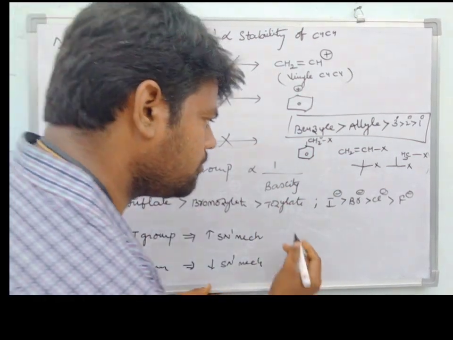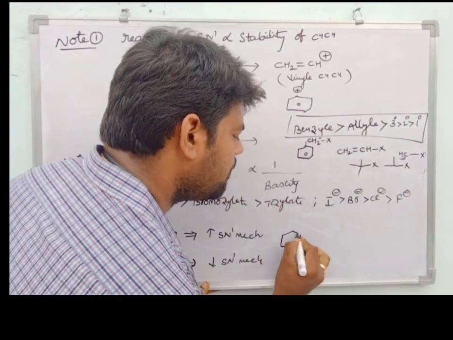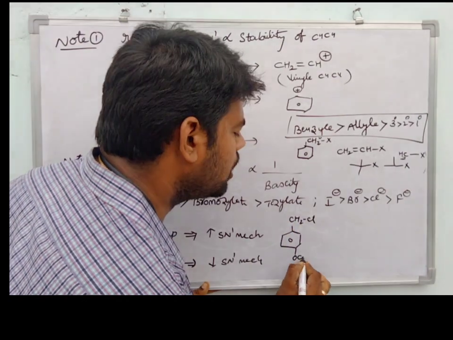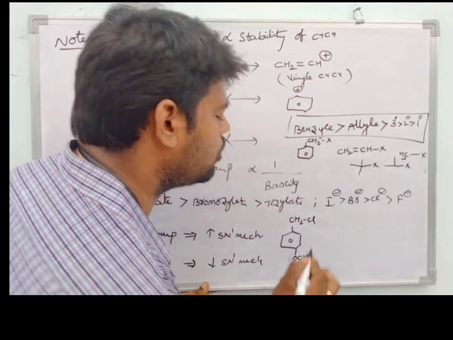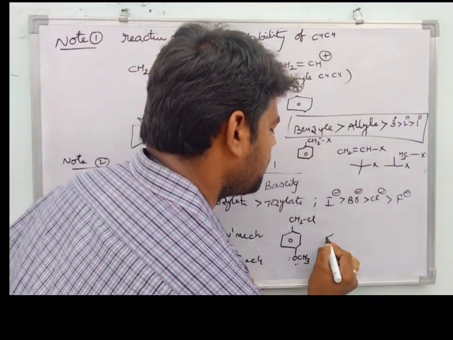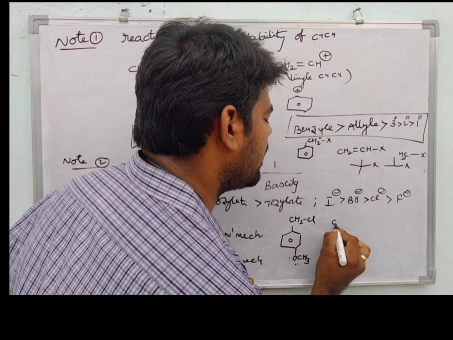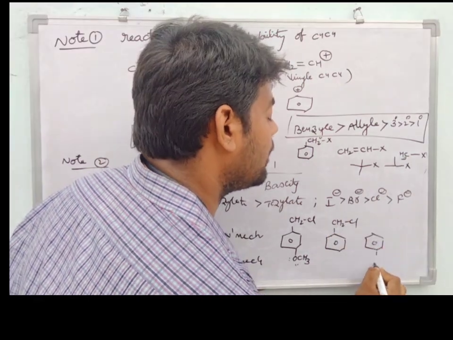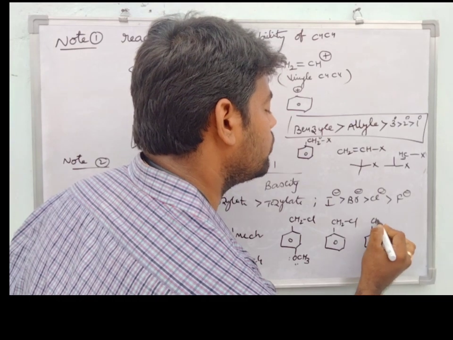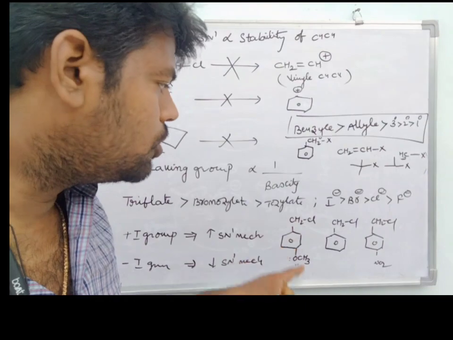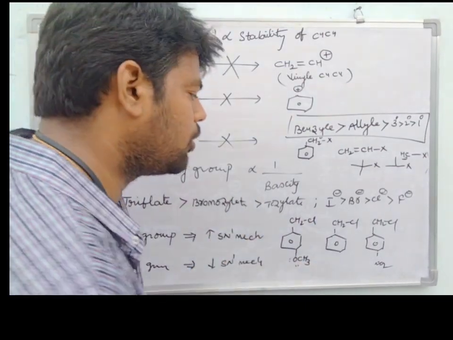If I take one simple example, a benzene ring having CH2Cl, this is called benzyl chloride. On the para position, if an OCH3 group is there, OCH3 acts as a plus I group. In the para position, if we write a nitro group on the benzyl chloride, this is a minus I group. This is a plus I group. Due to the presence of the plus I group, the stability of the carbocation increases.